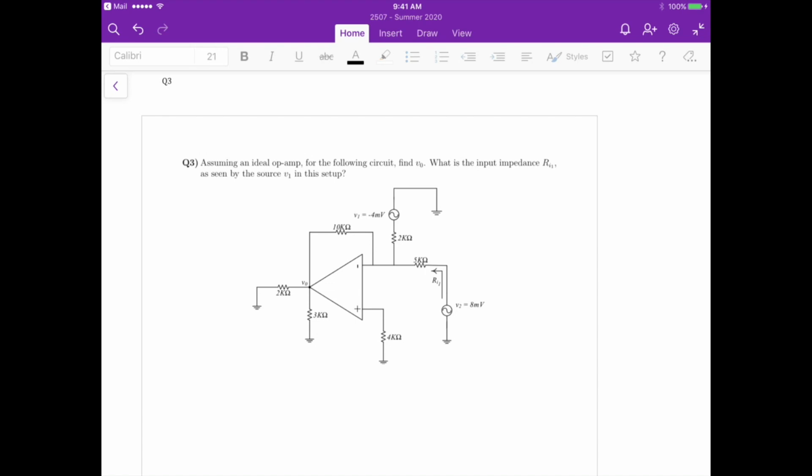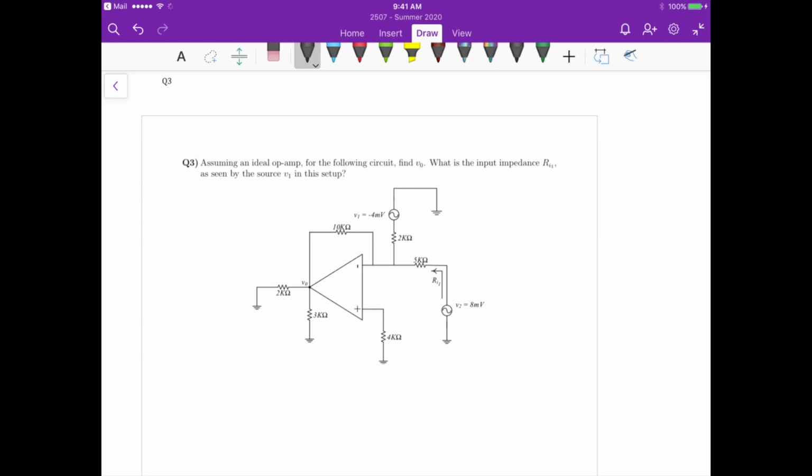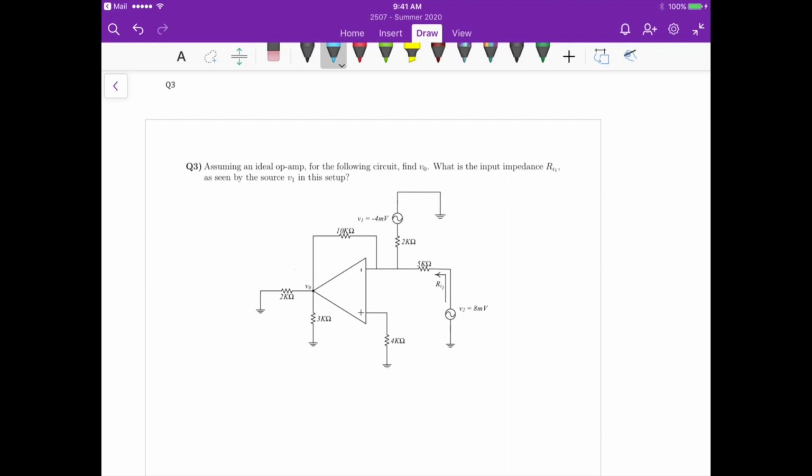I'll call this one here v1, and this one here v2, so it makes sense that we have IR1 over there.